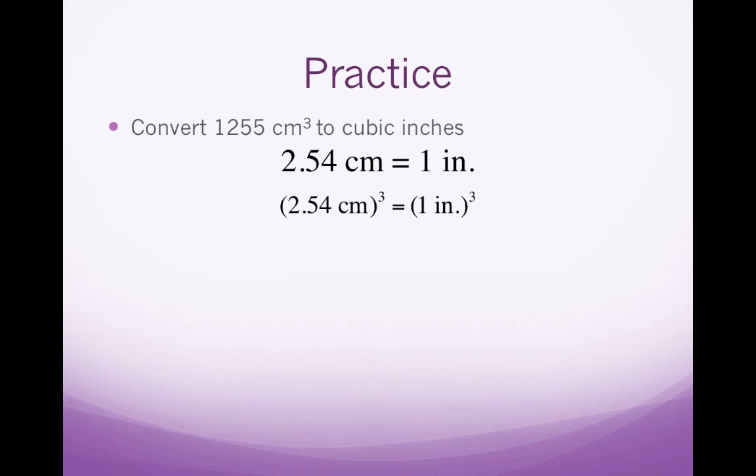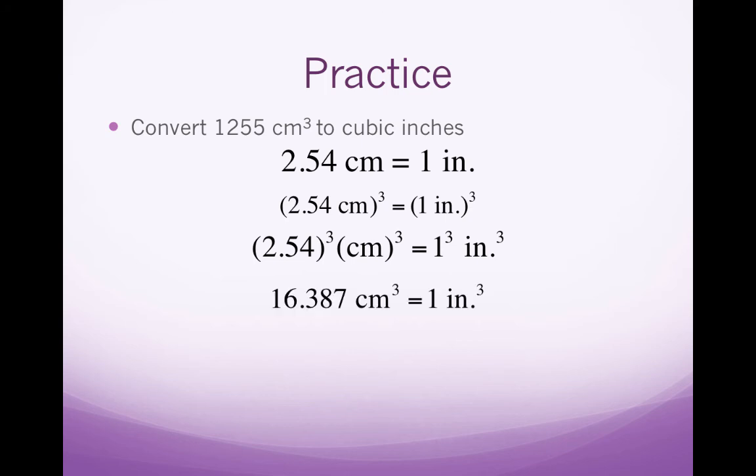So to get cubic centimeters, we need to cube both the 2.54 and the centimeters. We also need to cube the inches. So what we get is 2.54 cubed, centimeters cubed equals 1 cubed, inches cubed. So we end up with 16.387 centimeters cubed is 1 inch cubed. So now we can do the problem.